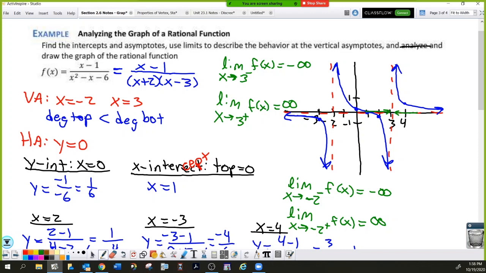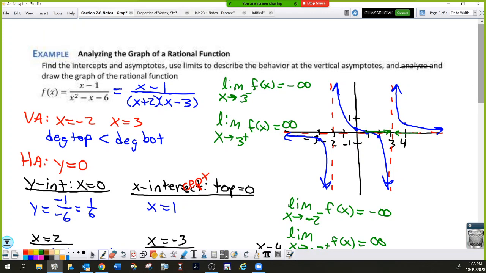So questions, comments, concerns about graphing, finding intercepts, finding vertical asymptotes, horizontal asymptotes, sir? Yeah, I was just wondering about the horizontal. So one of the rules about end behavior asymptotes specifically says that if the degree of the top is less than the degree of the bottom, automatically the x-axis is a horizontal asymptote.